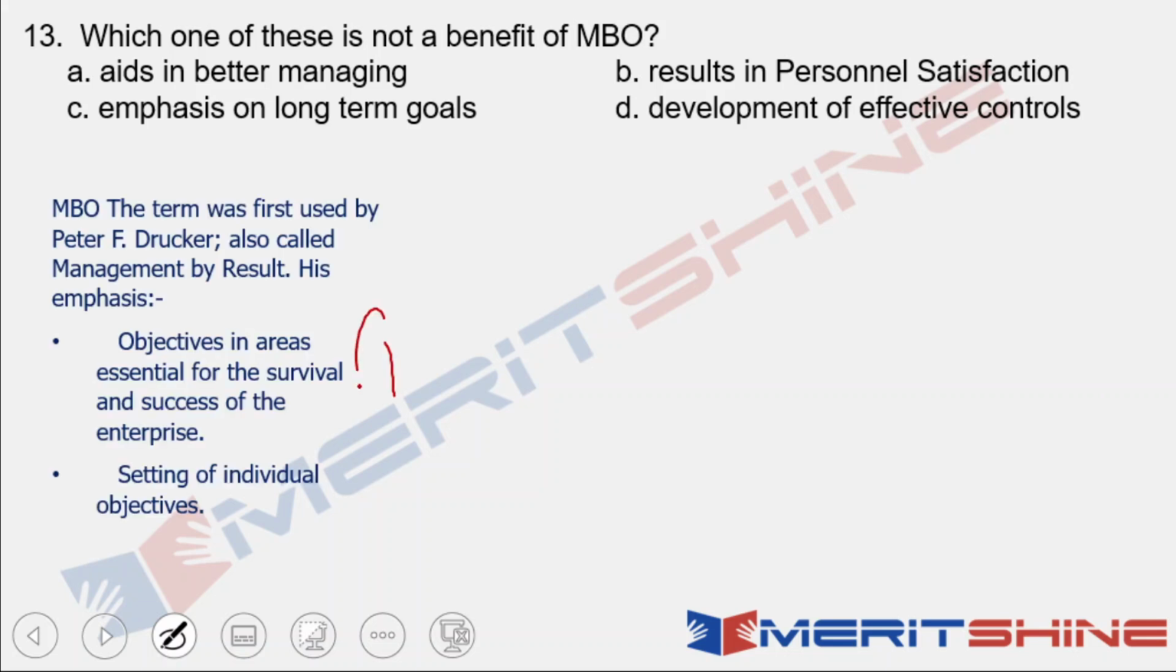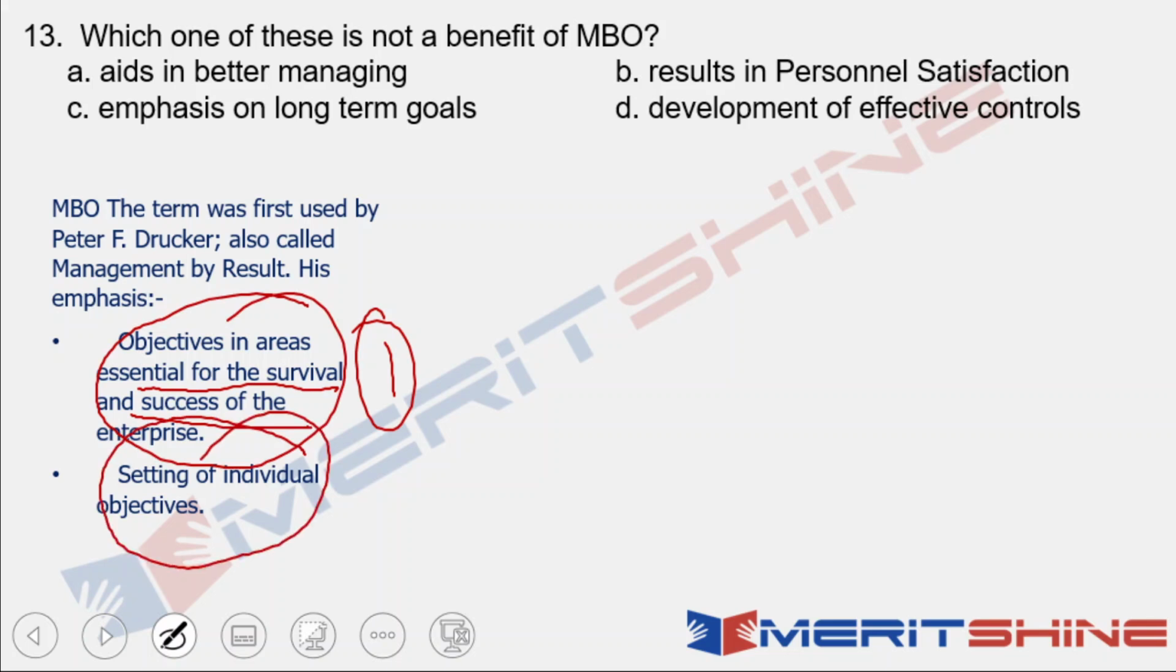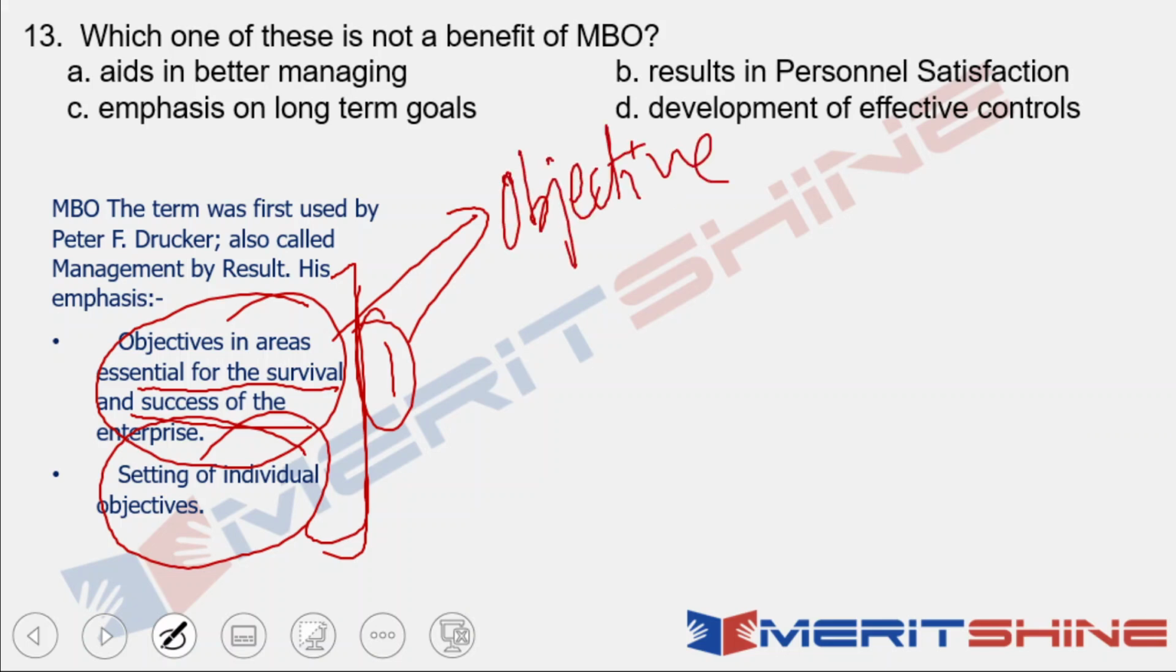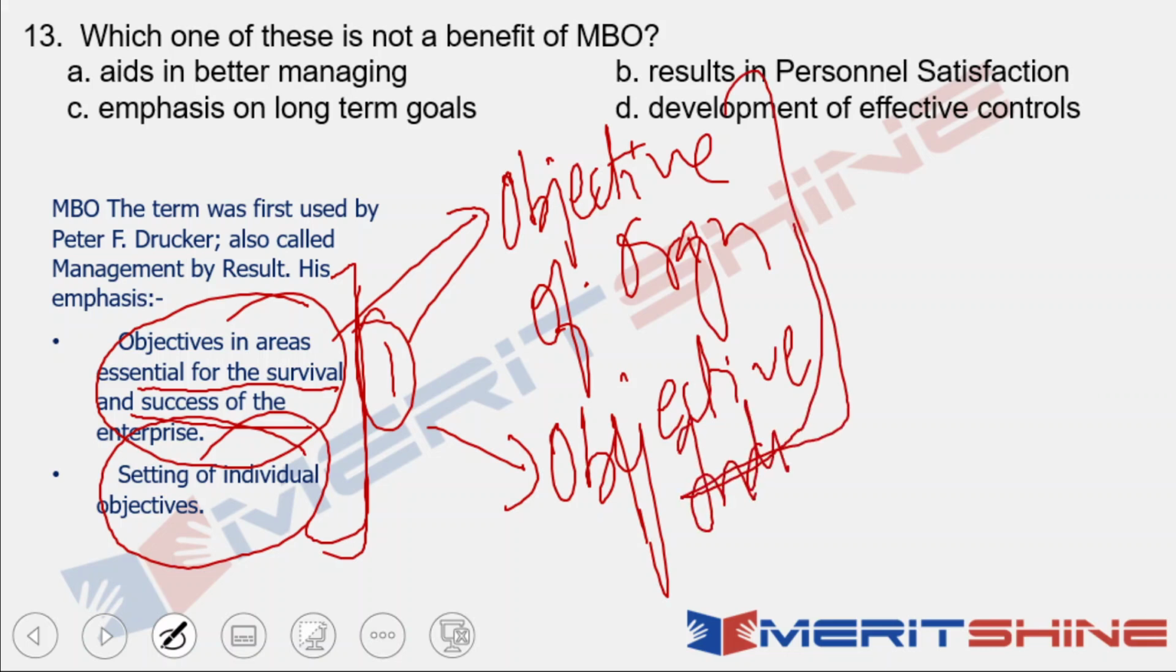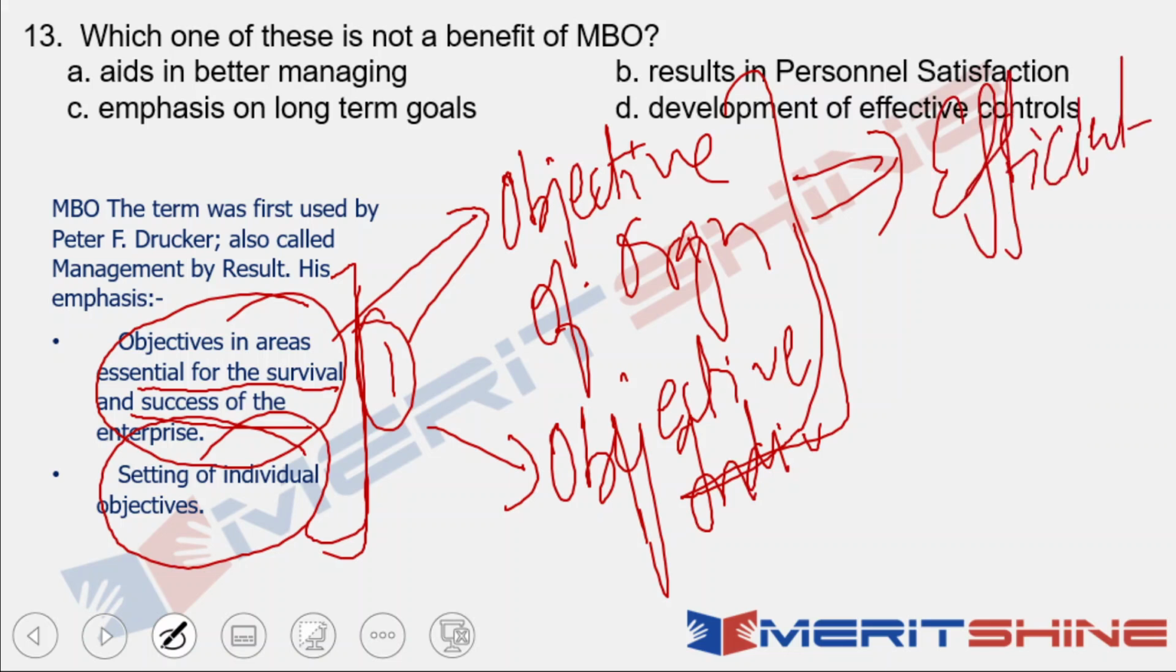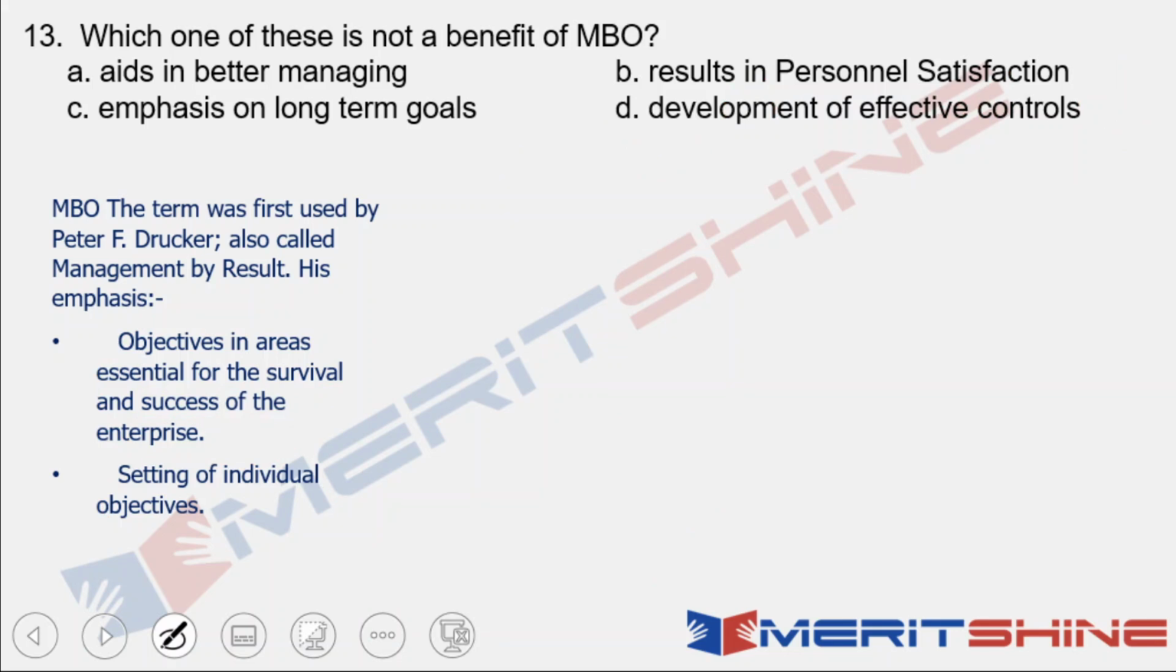emphasis was on two areas. Objectives in areas essential for survival and success of the enterprise have to be given importance, and setting of individual objectives. So Peter Drucker's total conceptual management is based on that: you have to have an objective of the organization and an objective of the individual, and in both cases the objectives of the organization and the individual should be aligned to each other for efficiency and effectiveness in the organization. Okay, right? So that was Peter Drucker's idea.